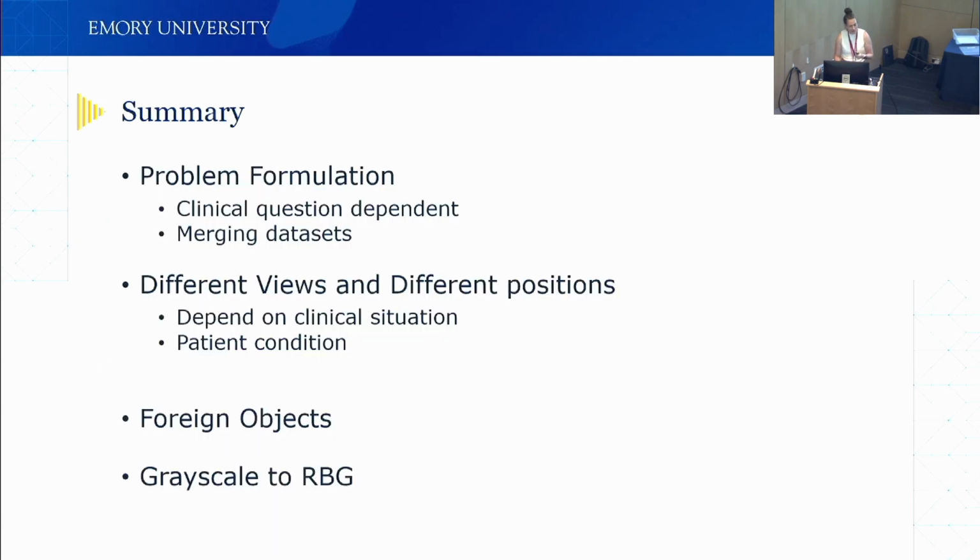That was it. So basically, your problem formulation is clinical question dependent. It's dependent on the disease and how your x-rays are taken. You have to take that into account when you merge different data sets and where you get your disease classes from. For that, you need to take into account the different views and different positions, because that very often indicates something about your disease status. Foreign objects might reveal more about your disease status than the disease present on the image. And you have to take a little bit of care when you go from grayscale to RGB.